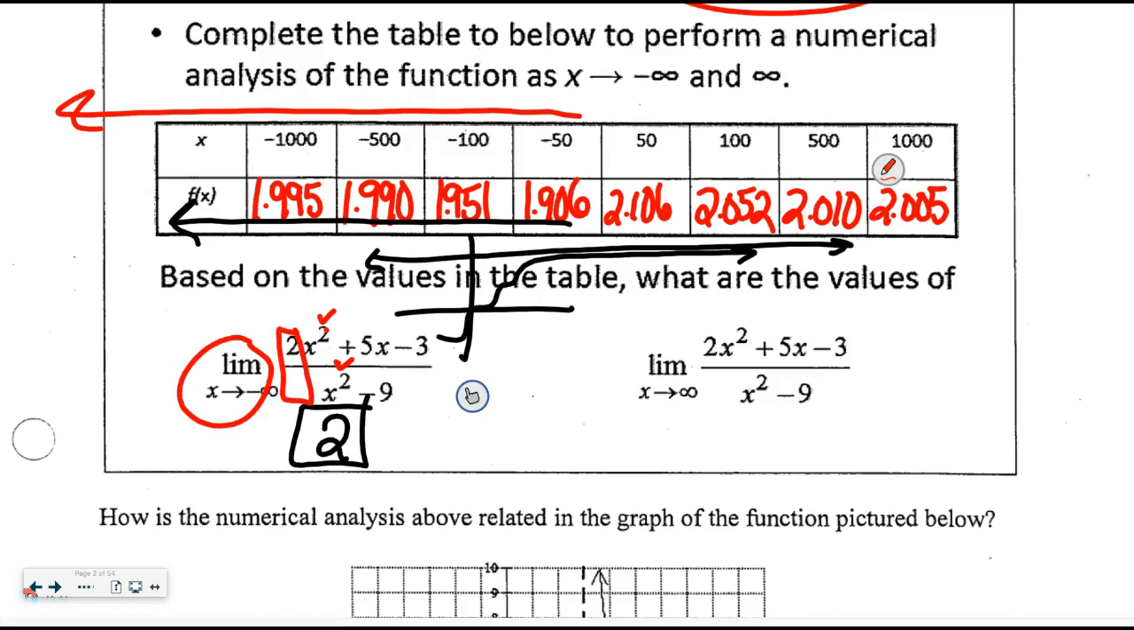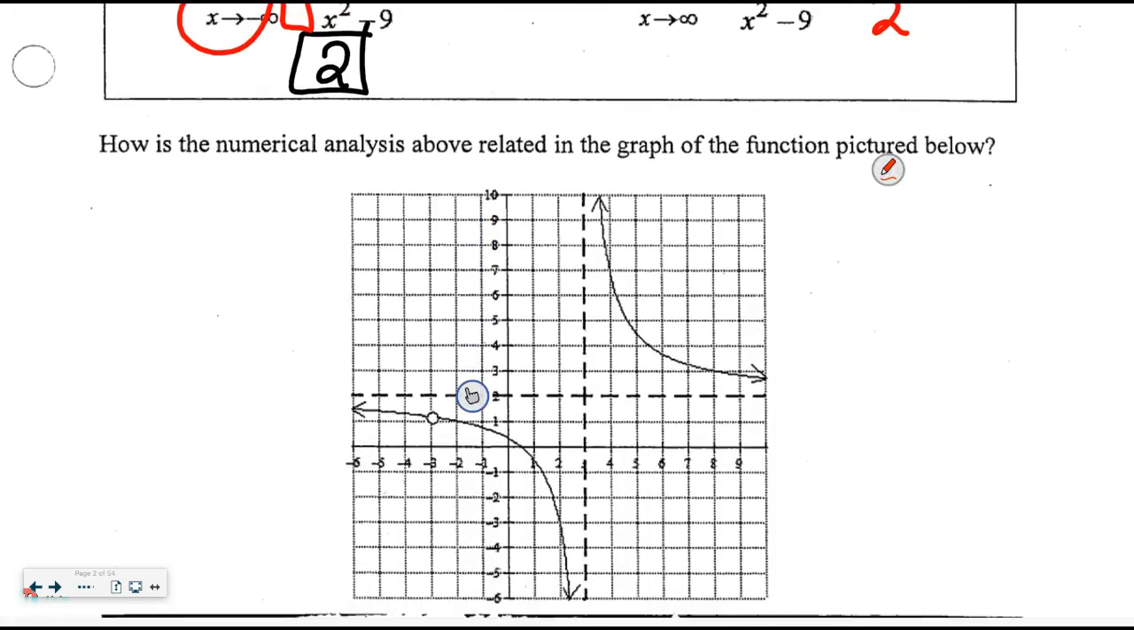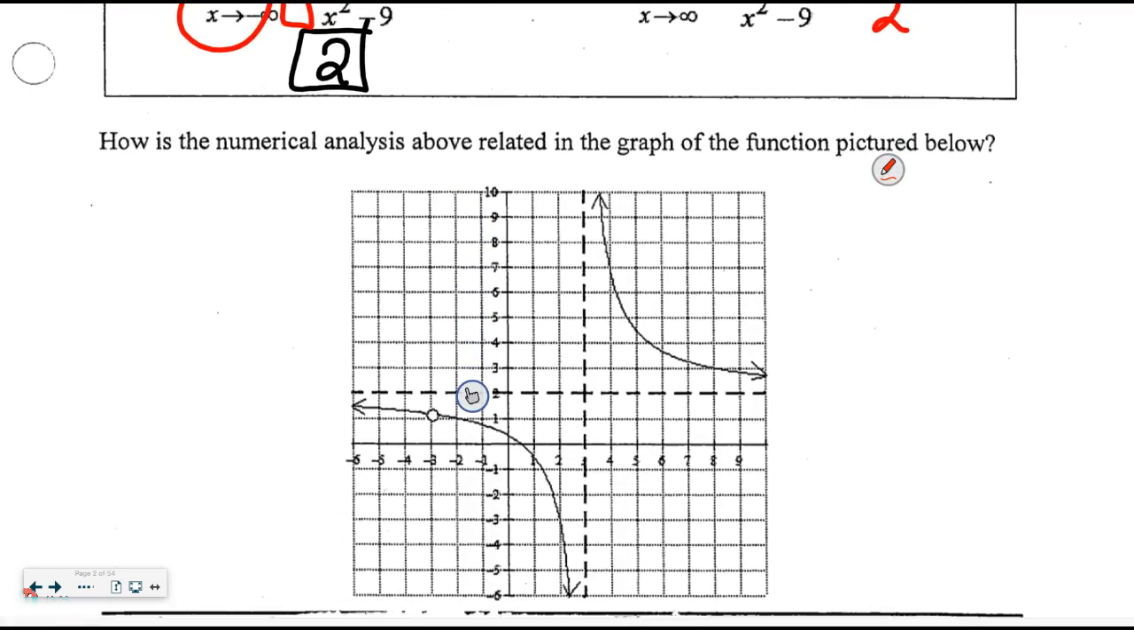When I approach positive infinity, I've got these same type exponents, so I'm going to take those coefficients. And it shouldn't be a surprise that as I go to positive infinity, that is also collapsing towards 2. It's a guess off my table. So tables are the worst way to do limits. The algebra of it is going to be the best. So how is the numerical analysis above related to the graph of the function? The limits as I approach the infinities gave me the horizontal asymptotes of the graph. As I went to infinity, my limit was 2, horizontal asymptote at 2. As I went to negative infinity, you can write that down yourself.